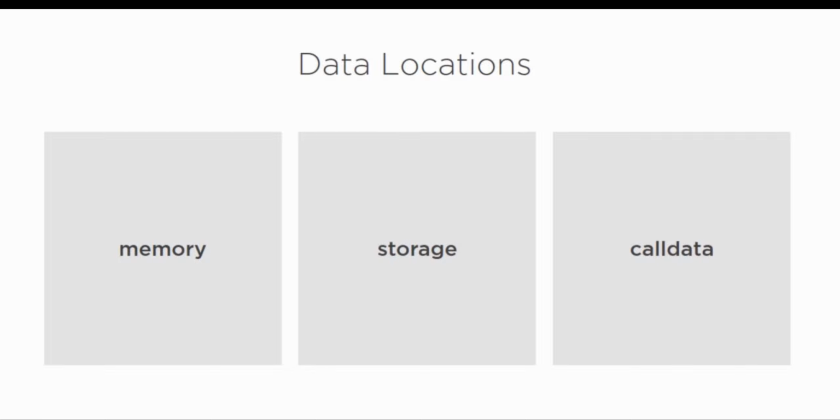The third data location is calldata, and this is a non-modifiable, non-persistent area where function arguments are stored. External functions' input parameters, but not return parameters, are forced to calldata. And for all practical purposes, for us it behaves like memory.